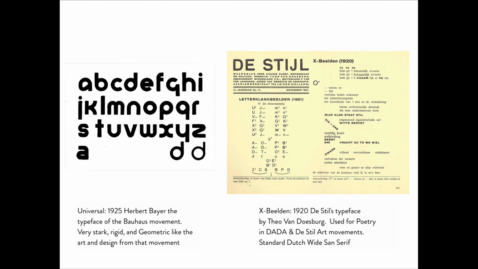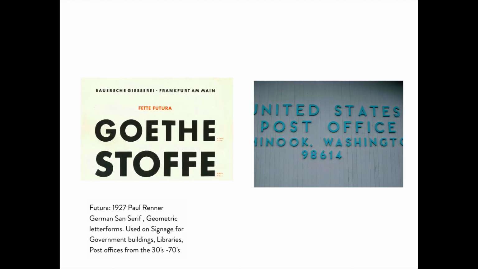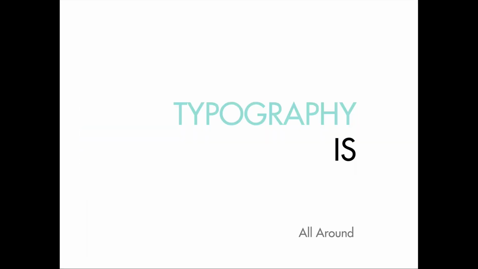On the left, we're looking at Universal 1925 by Herbert Bayer. It was a Bauhaus font, and it's still used today. On the right, we're looking at Ex Beelden 1920, made by Theo van Doesburg, and this was De Stijl's typeface. Lastly, we're looking at Paul Renner's Futura from 1927. It's a sans serif typeface. It broke conventions and is based on rigid geometry. Futura is often seen on public buildings like libraries and post offices.